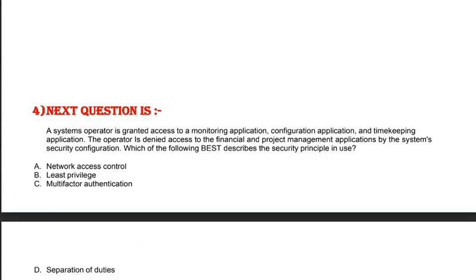Question is, a systems operator is granted access to a monitoring application, configuration application, and timekeeping application. The operator is denied access to the financial and project management applications by the system's security configuration. Which of the following best describes the security principle in use? Option A, network access control. Option B, least privilege. Option C, multi-factor authentication. Option D, separation of duties.